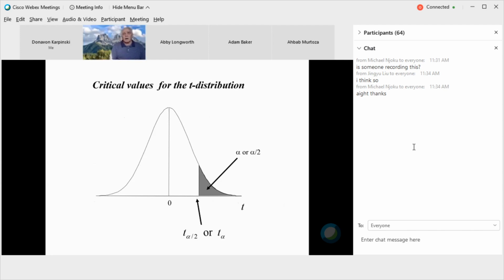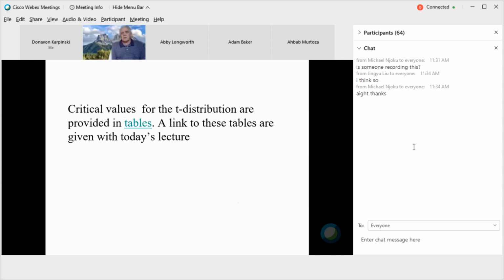So, critical values for the t distribution. There are points underneath the t distribution that have an area above. The area could be alpha, or it could be alpha over 2. You can find these critical values in a table for the t distribution. You can go onto the Stats 244 website to download that.